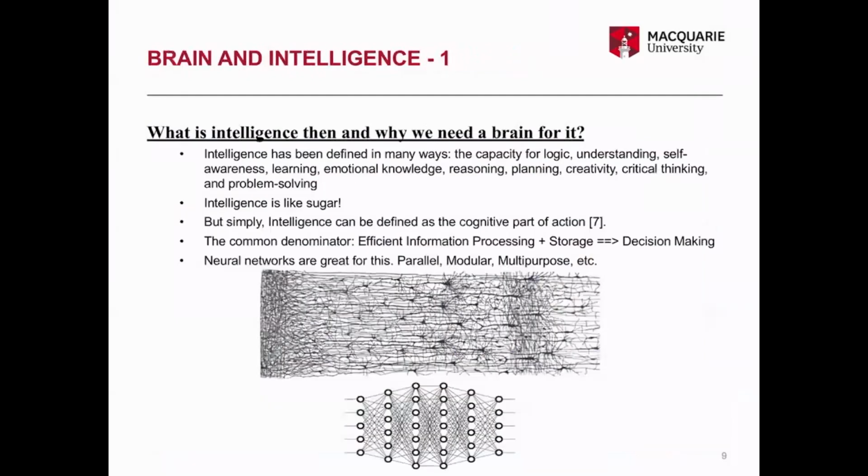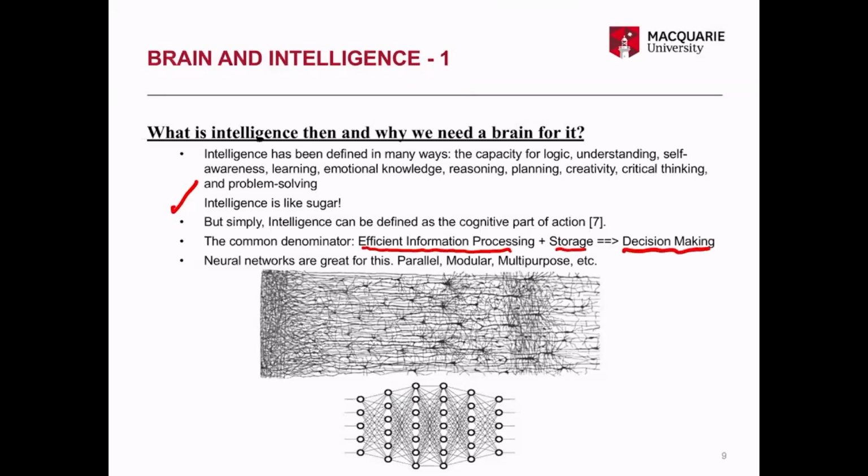So what is intelligence then, and why do we need a brain for it? We can define it in different ways, but in a certain sense, intelligence is like sugar. It doesn't really exist in a pure form in nature. We have intelligent behavior by animals or humans, and we abstracted it out of nature and we call it something. But simply, intelligence can be defined as a cognitive part of action, and clearly the common denominator of all intelligent activity includes efficient information processing and storage, which leads to very good decision making.